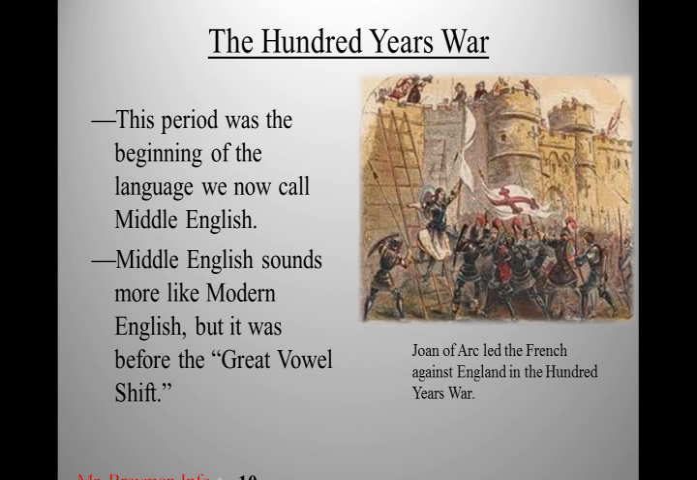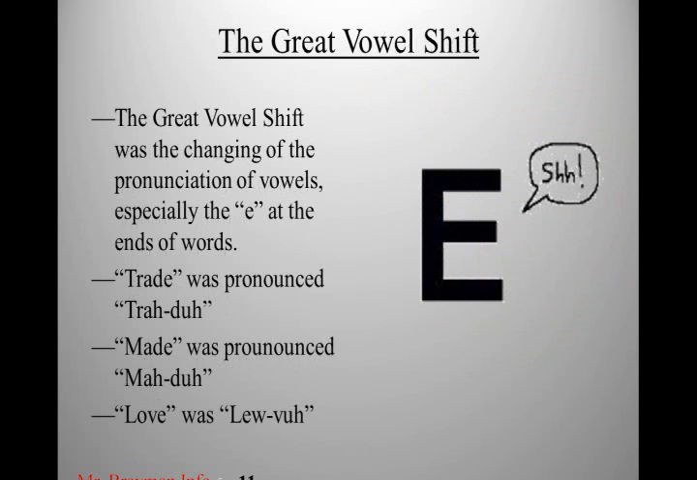Right? I mean, we have Old English, we have Middle English, we speak modern English, right? Middle English sounds much more like modern English, but it was before the Great Vowel Shift. And the Great Vowel Shift is an interesting feature. It was the changing of the pronunciation of vowels, especially the E at the ends of words, right?